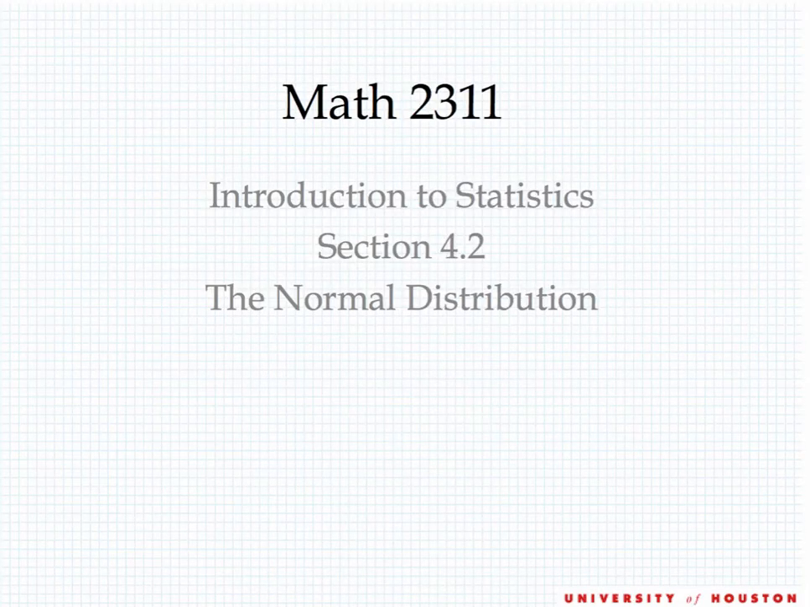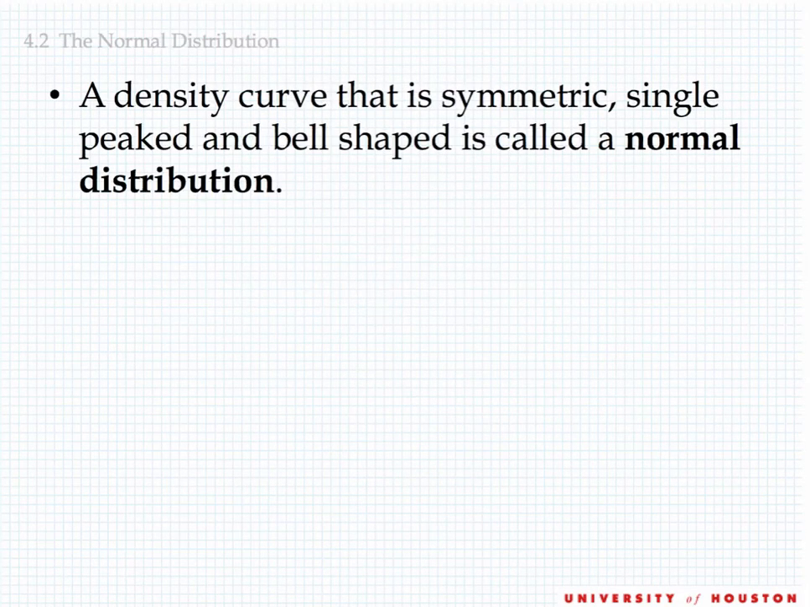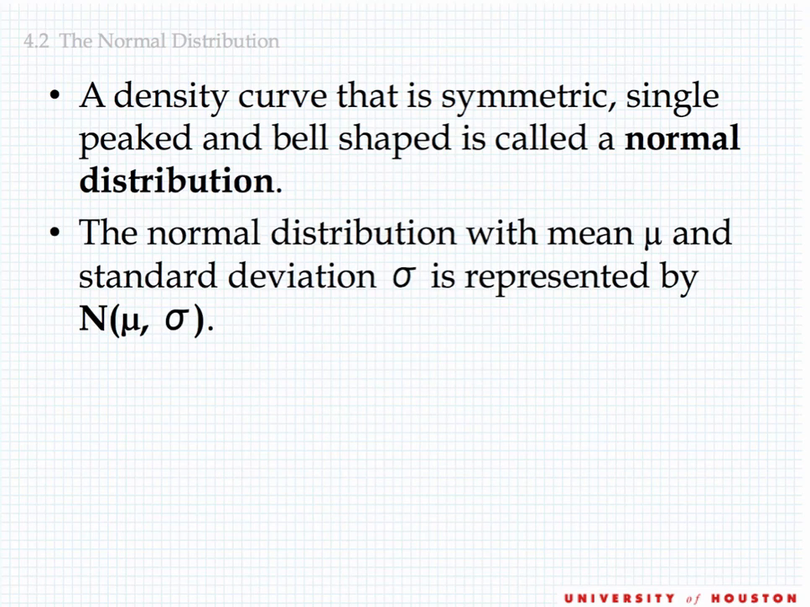The normal distribution. A density curve that is symmetric, single-peaked, and bell-shaped is called a normal distribution. The normal distribution with mean mu and standard deviation sigma is represented by an N with the mean first, then the standard deviation.